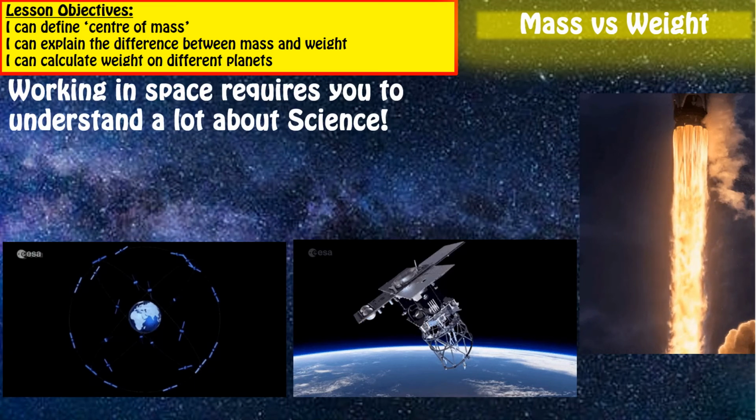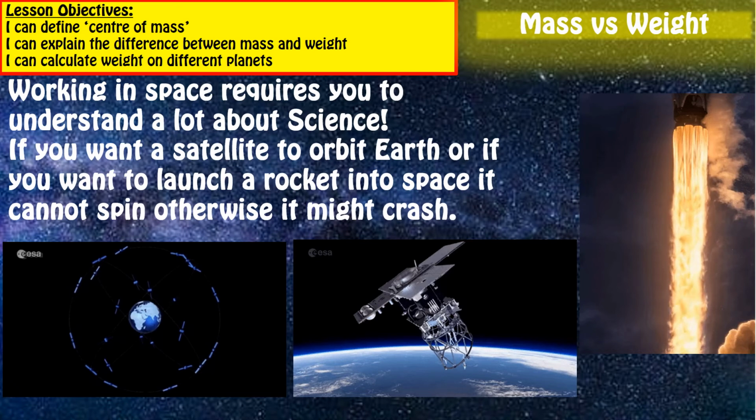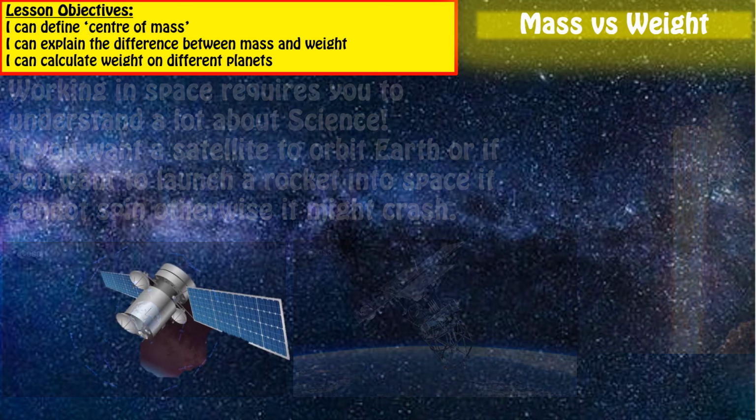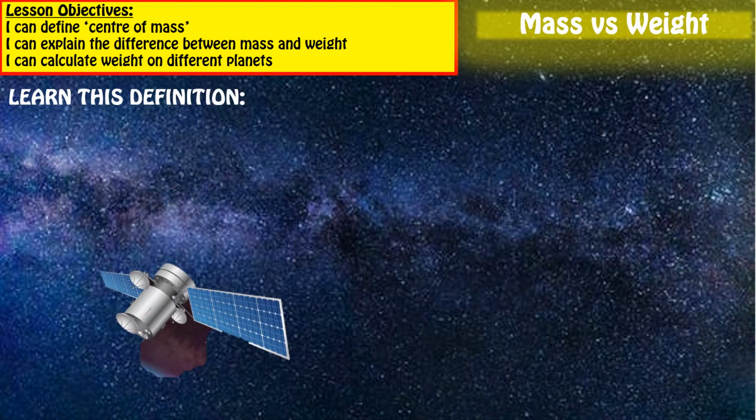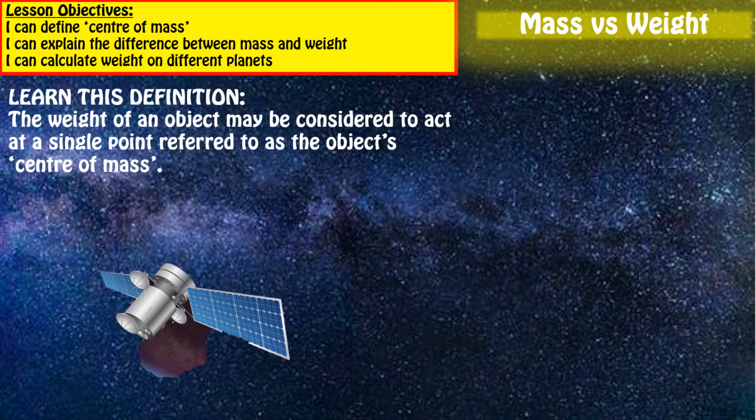So working in space requires you to understand a lot about science. If you want a satellite to orbit Earth, or you want to launch a rocket into space, we can't allow it to spin, because if it spins, it might crash. So here's a definition that you need to learn off by heart.